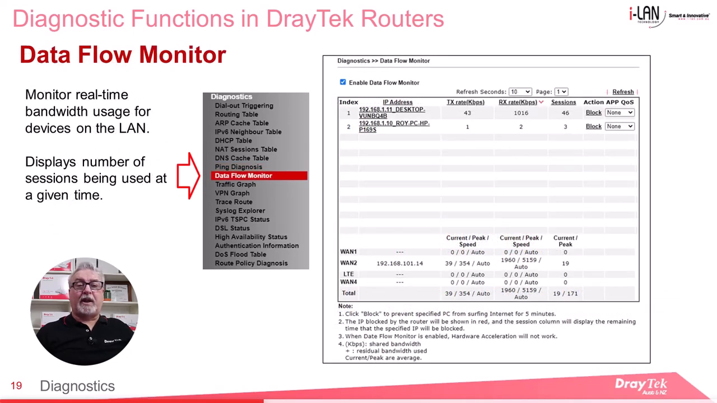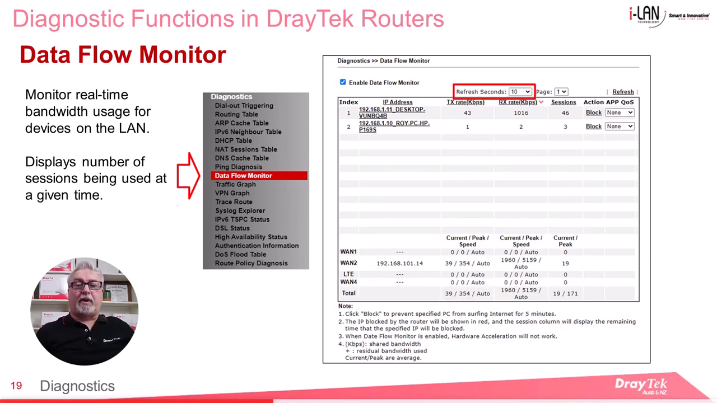The data flow monitor can be used to check the real-time bandwidth usage for devices on the LAN. The number of sessions being used at a given time is also displayed. This feature can be used to troubleshoot high bandwidth usage by a LAN client. Also displayed is the current and peak data flow for each WAN connection.